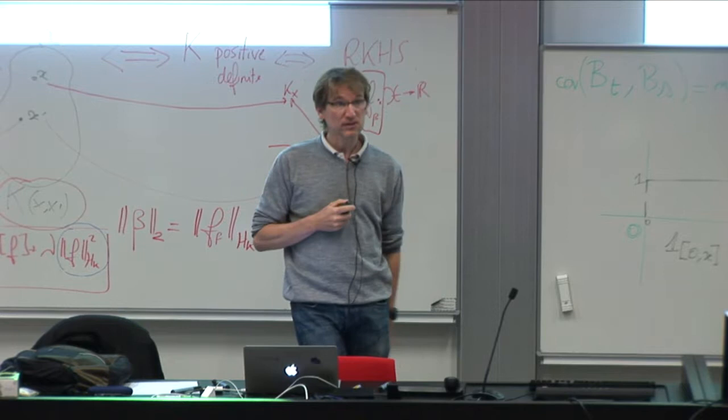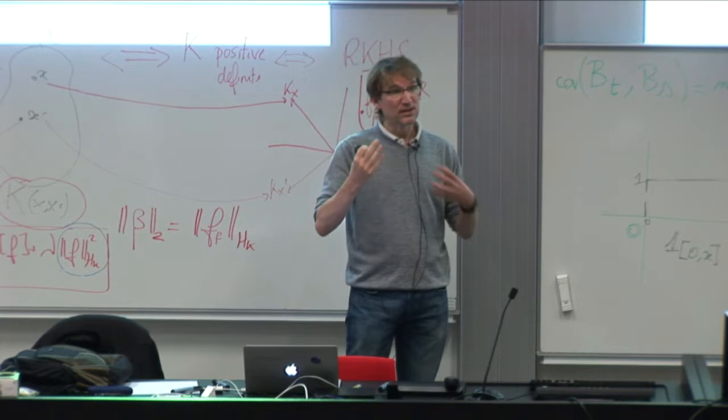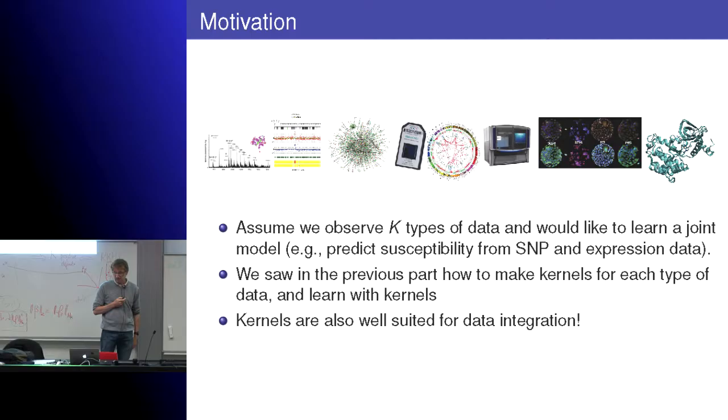There are ways to combine kernels, and combining kernels could also be a way to combine heterogeneous data if you have kernels corresponding to different kinds of data. So for example, when you look at proteins, you can look at the sequence of the protein or the structure or the expression, etc. You could make a kernel, or several kernels, for each type of data. And the question is, can you learn jointly from all these different types of data?